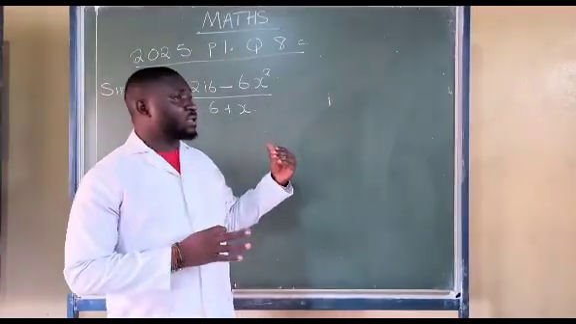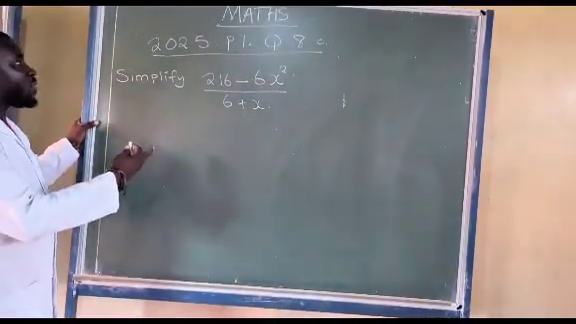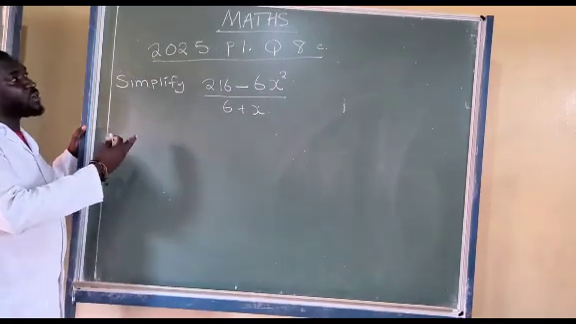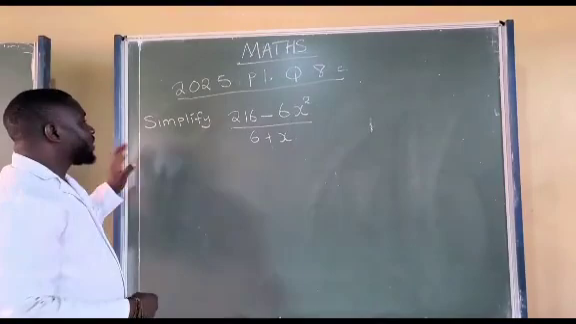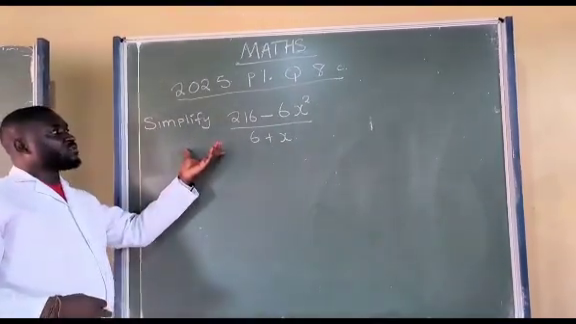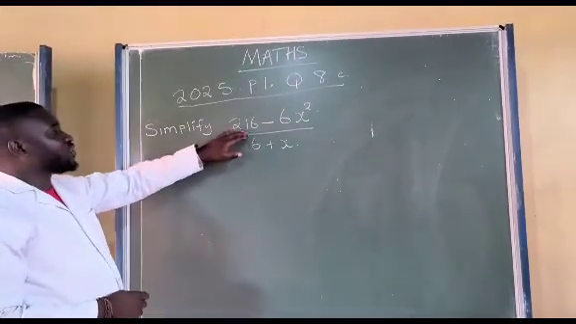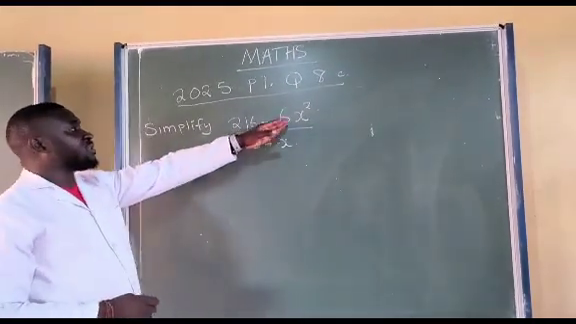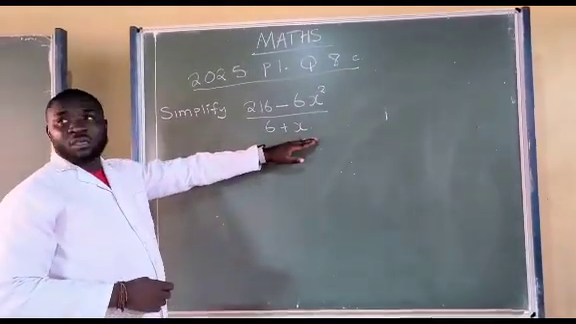Behind me here, we have a question, Maths Paper 1, 2025, the 12 internal, question number 8C. This question is coming from the topic Algebra. Simplify (216 minus 6x squared) over (6 plus x).